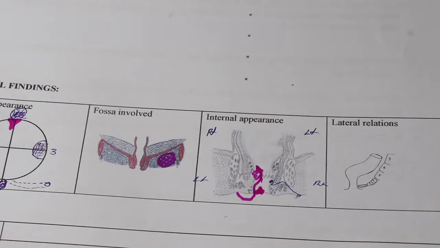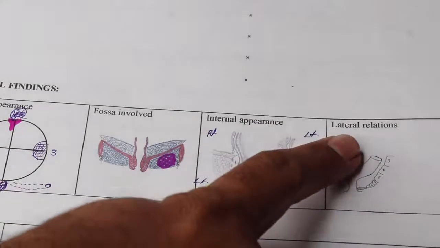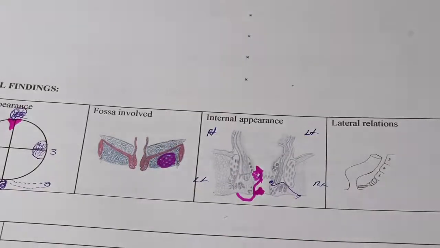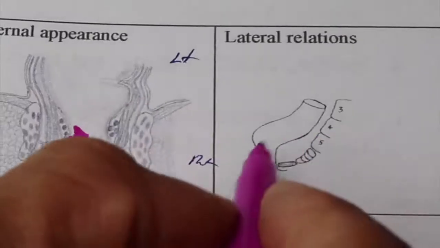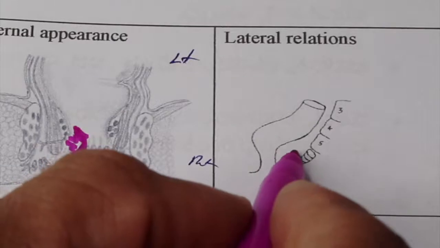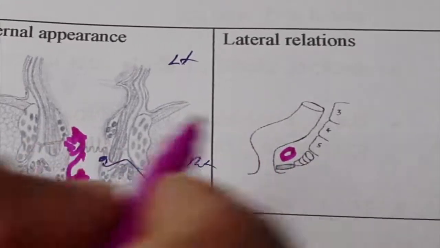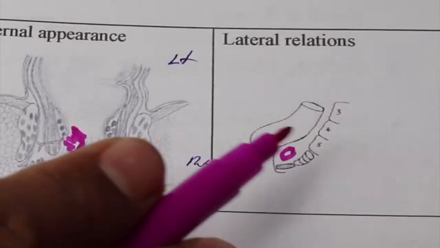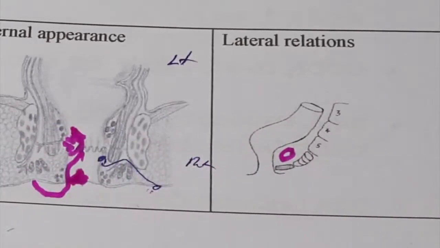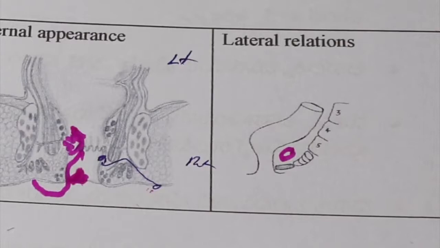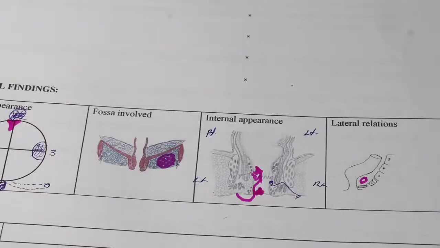And next comes the lateral relations. If you are finding any collection here or any mass, those things can be explained with the help of this lateral relation diagram. So with these few photographs, we'll be able to understand most of the rectal pathologies with the three-dimensional explanation.